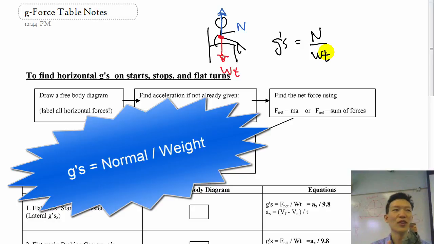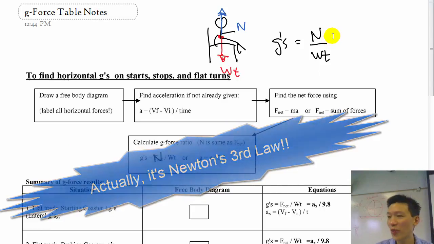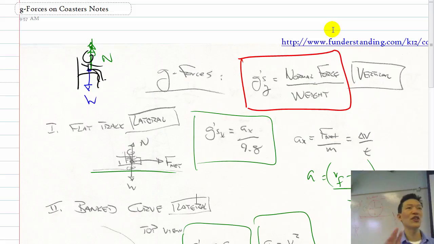Wouldn't that be weird if you only weigh 100 pounds and your seat shoves up on you with 200 pounds? You would go flying in the air. That'd be bizarre. So it's kind of cool that it just works out that way. So what I'm going to do is show you one of the hard ways to derive G-forces, and then we're just going to do this. This you don't have to put in your notebook. I just want to show you.